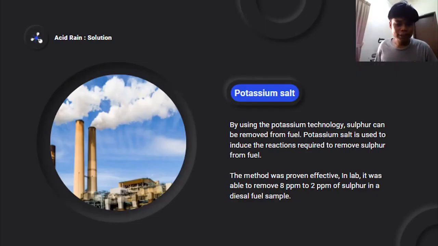So the second solution is to use potassium salt. By using the potassium technology, sulfur can be removed from fuel. Potassium salt is used to induce the reactions required to remove sulfur from fuel. Normally in the desulfurization of fuel reaction, we use heavy metals as catalyst, for example, platinum. But in this case, we replaced platinum with potassium salt.